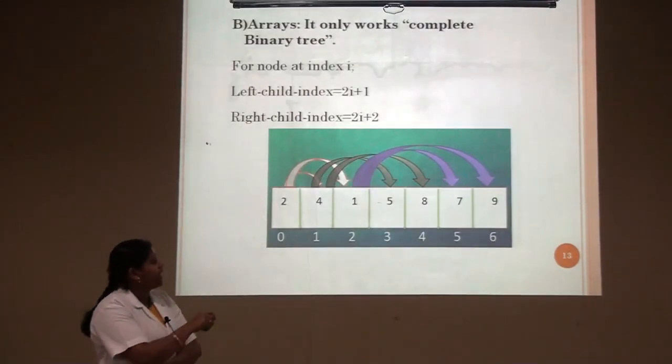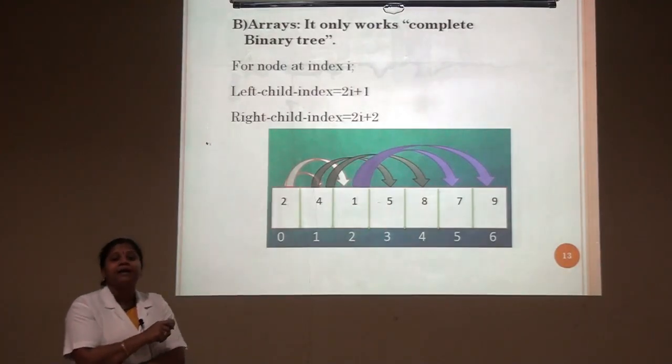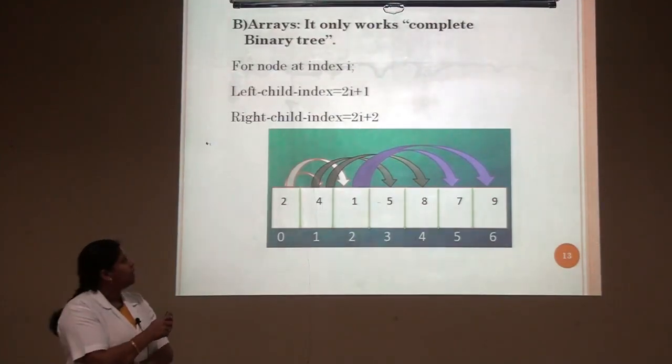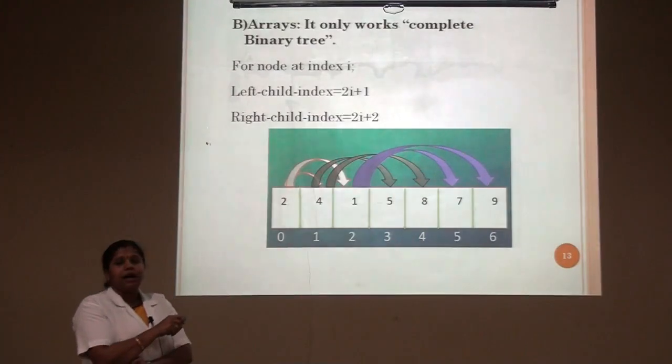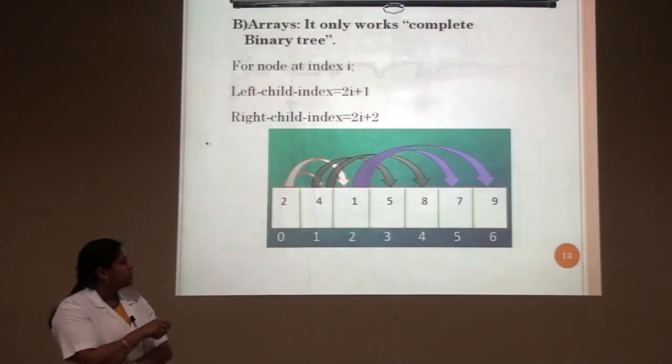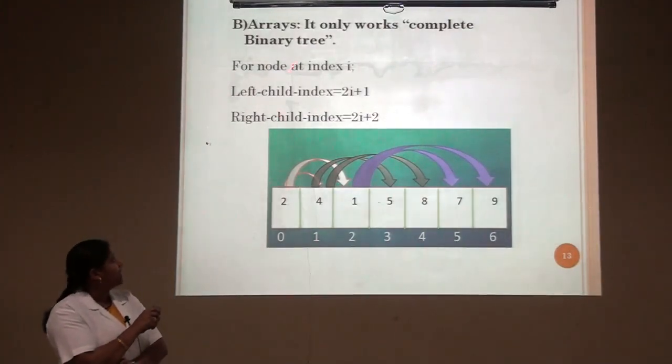Array implementation works only for a complete binary tree. The array implementation of a tree is applicable only for a complete binary tree. This is the pictorial representation of the array implementation of a tree. Here the nodes and their child nodes are stored in some manner by following this property.